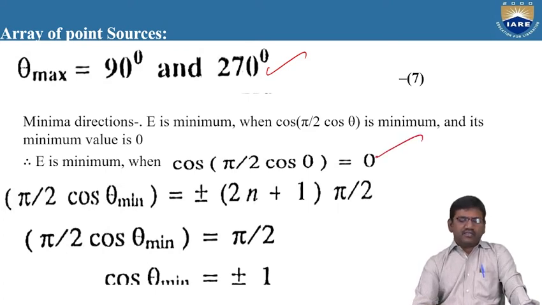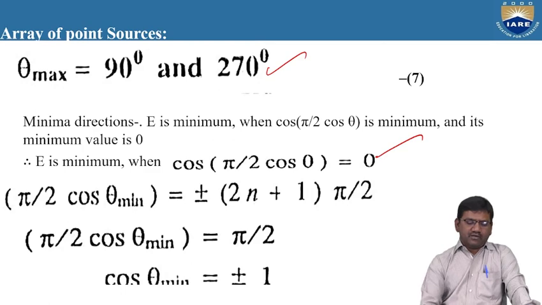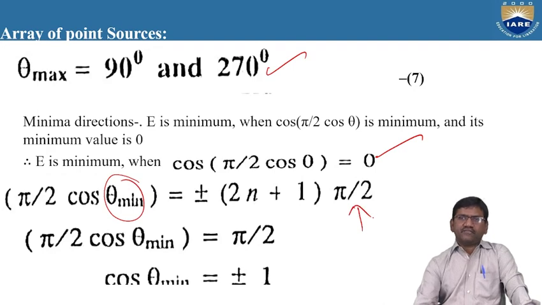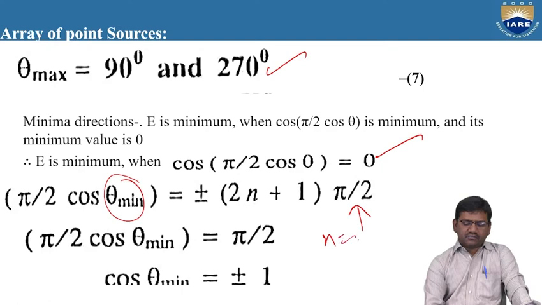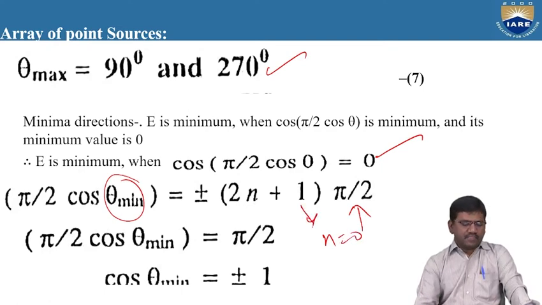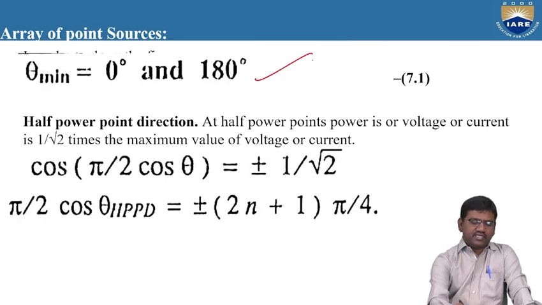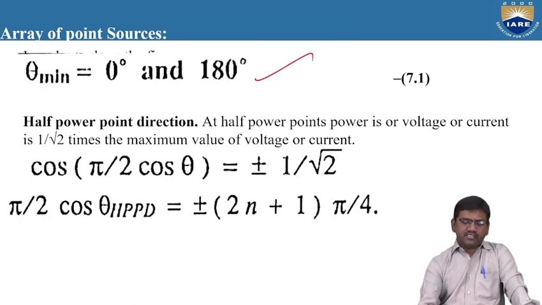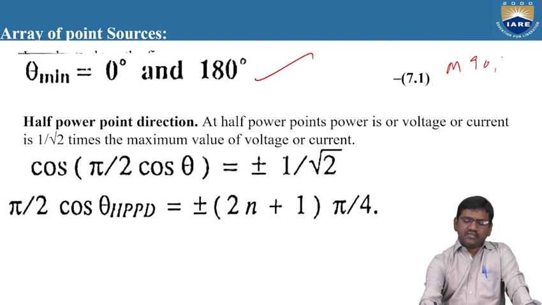And similarly, the minimum value you can find out: cos of pi by 2 cos theta will be minimum. The minimum value is 0. If cos of pi by 2 cos theta is equal to 0, we can specify this theta as theta min. The trigonometric solution given for this function is plus or minus (2n plus 1) into pi by 2. Consider n is equal to 0: pi by 2 cos theta min is equal to pi by 2, and cos theta min is equal to plus or minus 1. So theta min will be 0 and 180. That means the maximum is 90 and 270 and the minimum is 0 and 180.